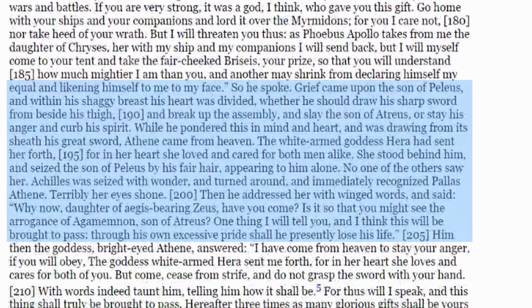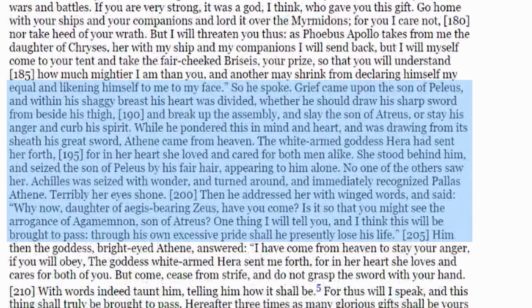Or maybe I shouldn't do that. But he's on the verge of drawing his sword, and one of the goddesses comes down. And here we see a direct intervention of the gods in human affairs.